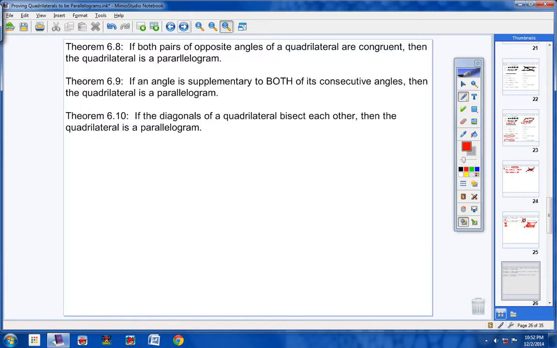Go ahead and copy this down, please. Theorem 6.10. If the diagonals of a quadrilateral bisect each other, then the quadrilateral is a parallelogram. Okay? If the diagonals bisect each other, then you have a parallelogram. Okay, copy that down quickly, please. And here we go. Okay, parallelogram ABCD. Okay, draw your diagonal. And draw your other diagonal right here. Okay, we'll call this point E.